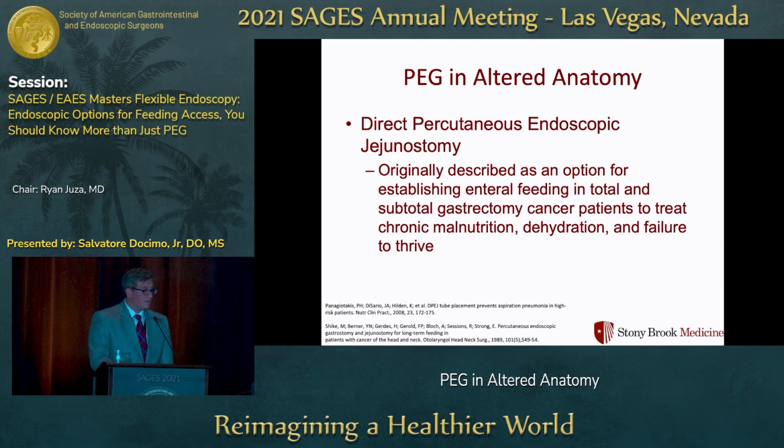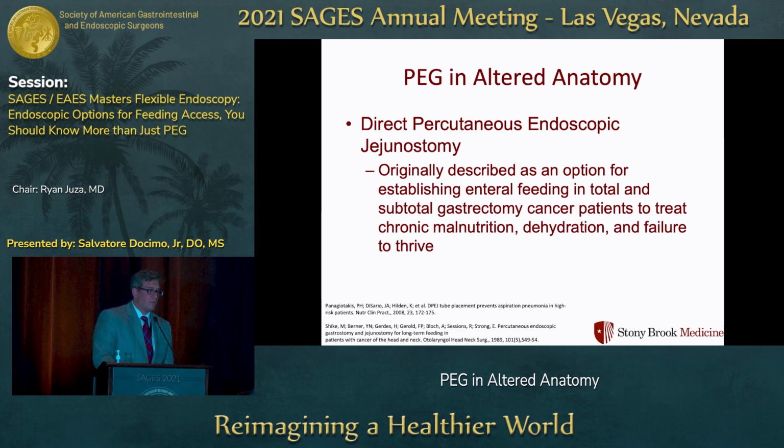I'm not going to get too much detail in this situation because I believe Dr. Marks is going to be following. He'll go over this in detail. But another option you have for bypass patients is direct percutaneous endoscopic jejunostomy. Again, this is standard PEG placement. It's just more about understanding where you are in the anatomy. In a bypass patient, it's going to be placed in the roux limb, which is going to be the jejunum.